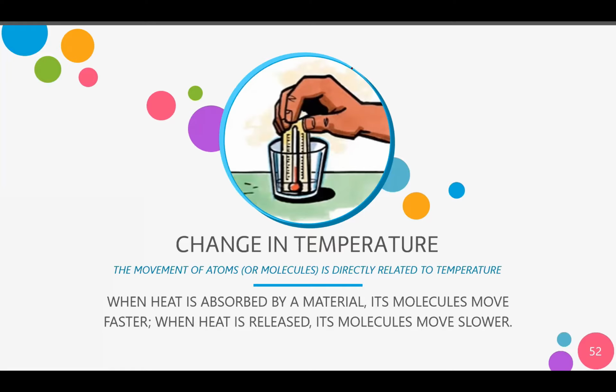So an effect on the movement of the molecules of an object is also an effect on the temperature of the object. The movement of molecules is directly related to the temperature of the object. So kung mas mataas yung kanyang movement, kung mas mabilis yung movement, then mas mataas rin yung kanyang temperature. And when the movement is slower, then mas maliit rin yung temperature ng isang object.